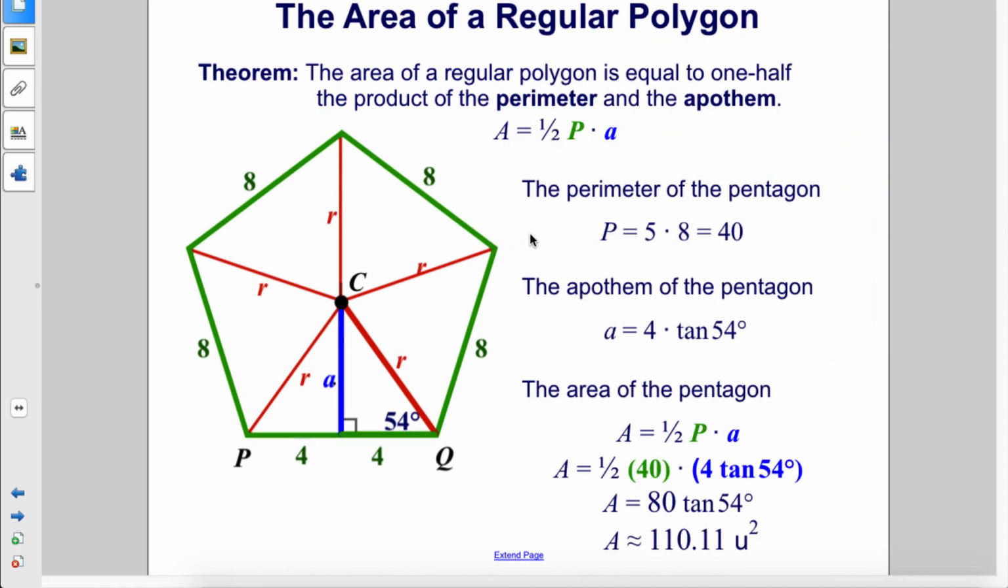The perimeter of the pentagon is 40. P equals 5 sides, and each side is 8, so 5 times 8 is 40. The apothem of the pentagon equals 4 times tangent 54. The area of the pentagon equals 1/2 P times A. So we've determined that P was 40, and A is 4 tan 54. Therefore, the area is about 110.11 units squared.